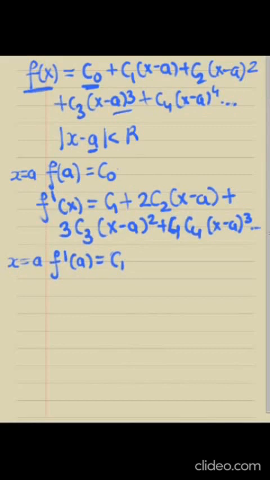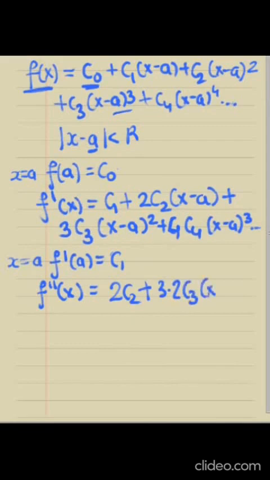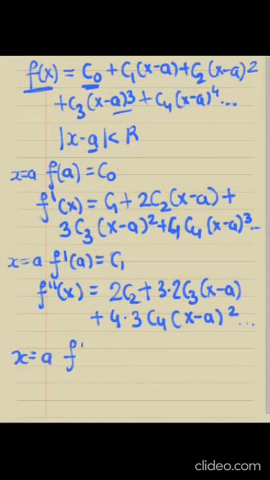So now I'm going to go ahead and find the second derivative of our function f of x. So we have f prime prime of x equals, c1 disappears, so we have 2c2 plus 3 times 2 c3 times x minus a plus 4 times 3 c4 times x minus a squared, and so on. And obviously we're going to evaluate this at a again. So we have f prime prime of a equals 2c2, and the rest of the terms become 0.